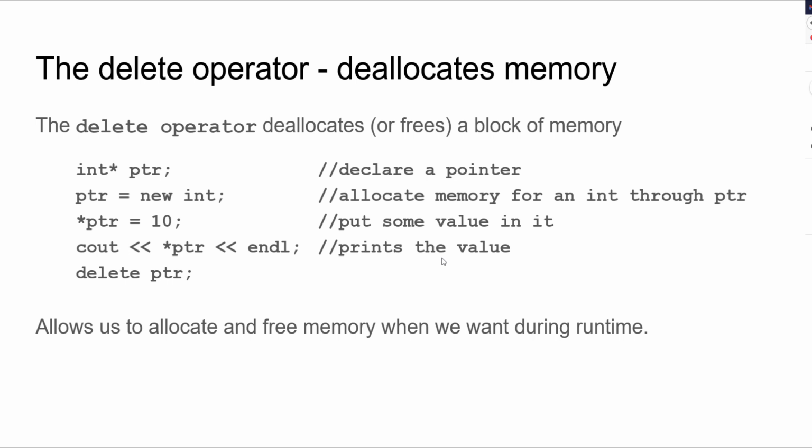So now how do we release it to the operating system? The delete operator deallocates the memory. Once you create the ptr, allocate memory using the new keyword, put something in it, and output it, then you delete it. When you delete it, it simply releases the memory. It's really not deleting any memory, right? The memory cannot be deleted, but it can be released back to the operating system.